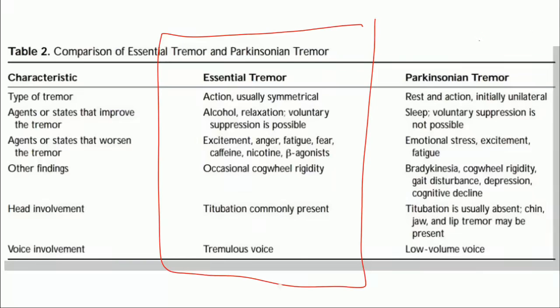How you would differentiate essential tremor from Parkinson's tremor. The important point about essential tremor is that it is an action tremor, whereas Parkinson's is a resting tremor. And an important unusual thing about essential tremor, alcohol makes it better.